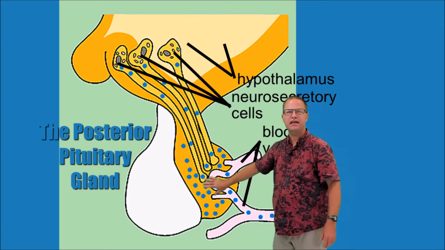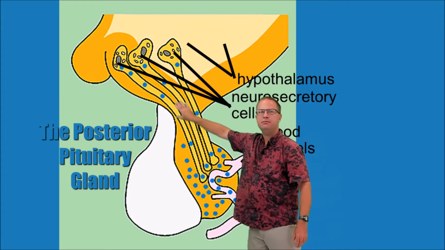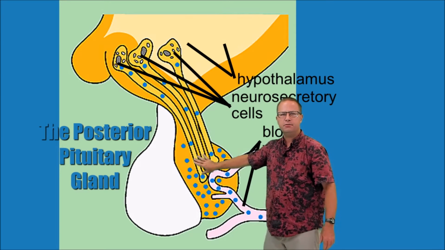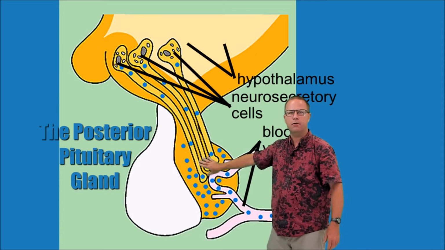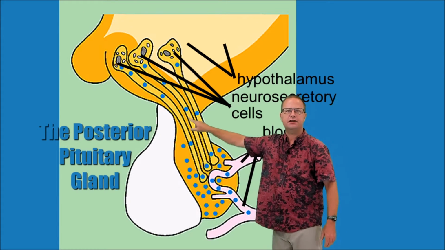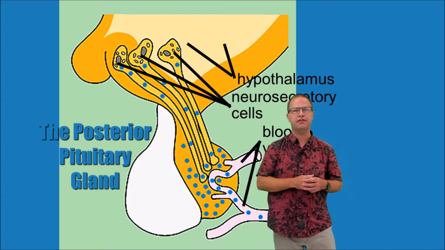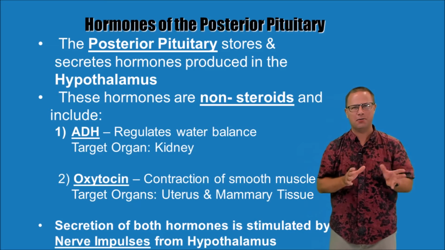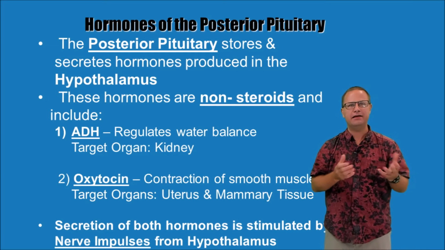The hormones in the posterior pituitary were actually made up here in the hypothalamus, and they travel down this way. So the posterior pituitary doesn't really make any of its own hormones, but it does let those hormones go, or secrete the hormones, after it gets nerve impulses from the hypothalamus. Okay, so again, the posterior pituitary doesn't actually make hormones. It only stores hormones that are made in the hypothalamus.